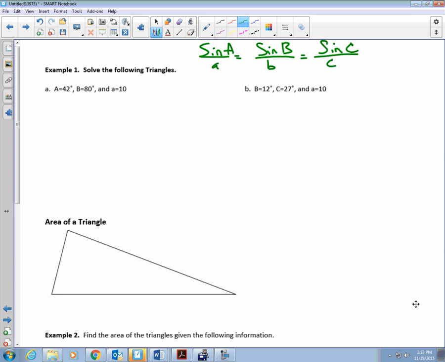Within your homework, you're going to have a short assignment, but we're going to do one last example today, and I'm going to draw my figure. We call it A, B, and C. The assignment will say to solve the triangle. So we have angle A, angle B, and angle C. We have side A, side B, and side C.